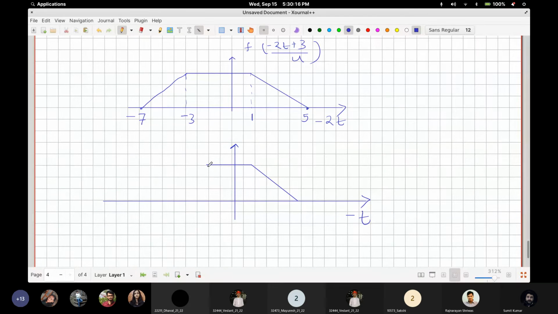but somewhere like this, and it is somewhere like this, and you can see this 5 will become 5 by 2, this 1 will become 1 by 2, this minus 3 will become minus 3 by 2, and this minus 7 becomes minus 7 by 2. And now you again divide it by minus 1, right? Or multiply by minus 1, so 5/2 will go to -5/2.